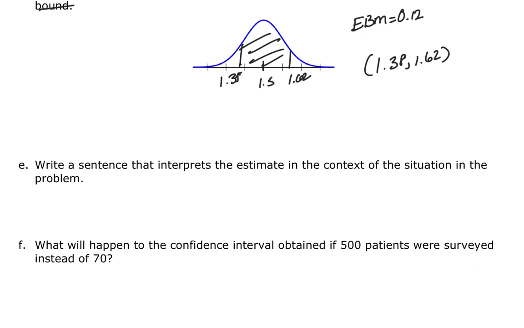So write a sentence that interprets and estimates the confidence interval in this situation. We are 95% confident that the population mean waiting time is between 1.38 hours and 1.62 hours for the patient to wait before being called back in the emergency room of this particular hospital. And then, of course, what happens if we do 50% instead of 70%? It, of course, shrinks the confidence interval. It makes these confidence interval numbers closer to the 1.5. So that's what that does.